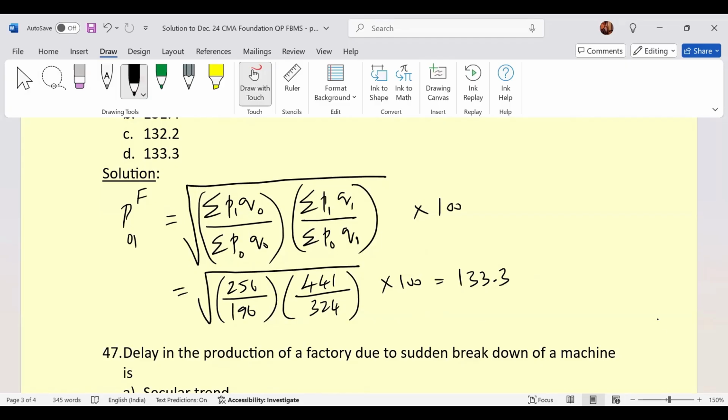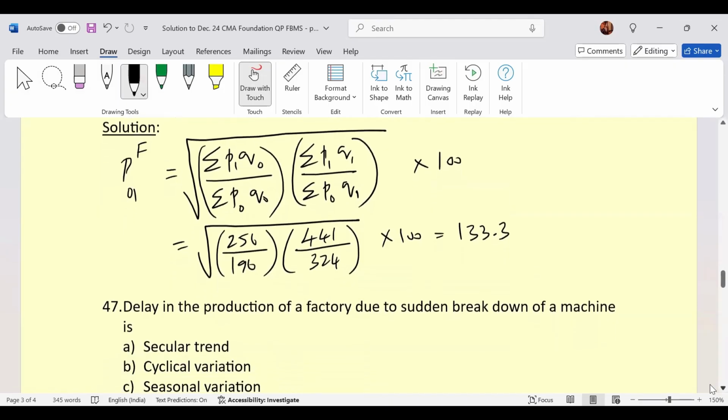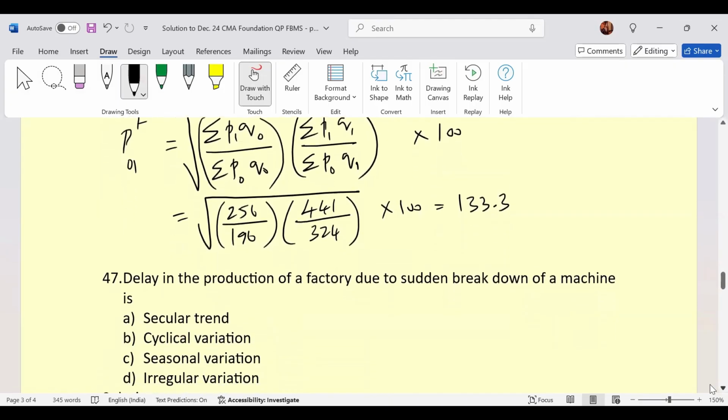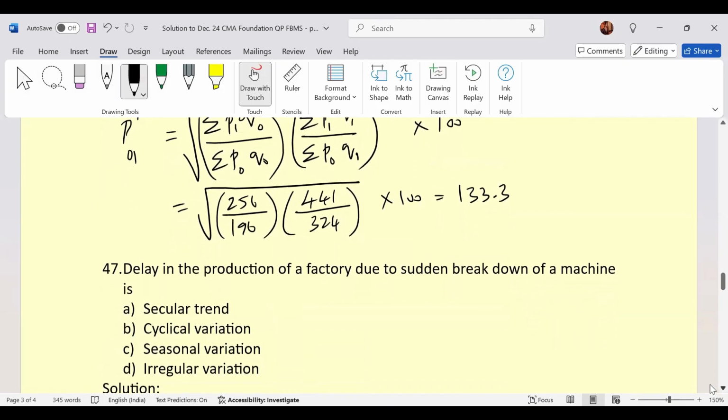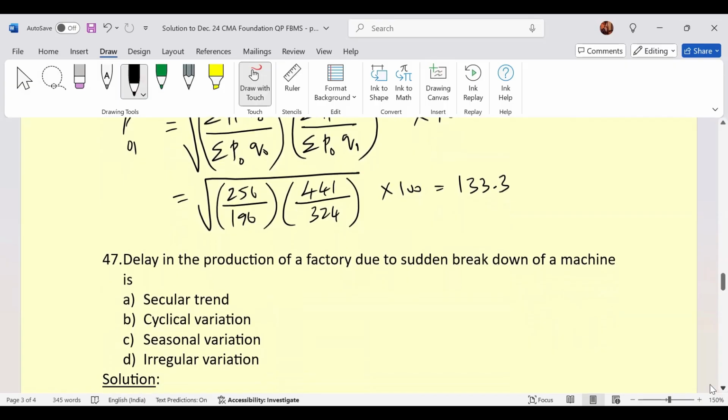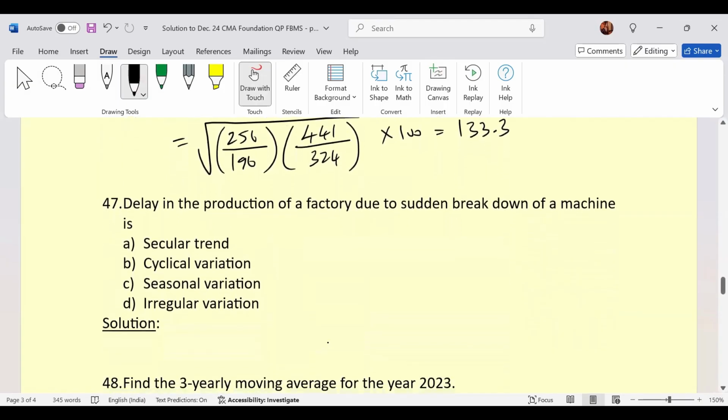Next, 47th question. Delay in the production of a factory due to sudden breakdown. Sudden breakdown in the sense unexpected breakdown of a machine is naturally irregular variation. So it is option D. That will be the solution.